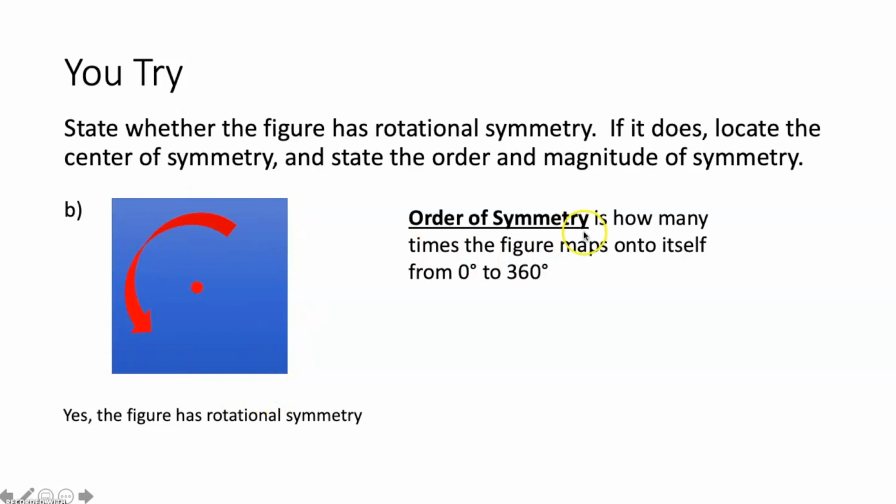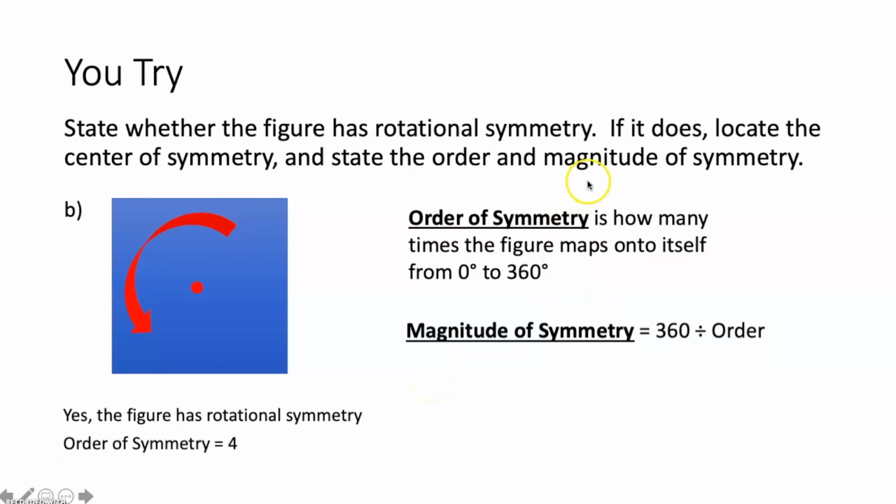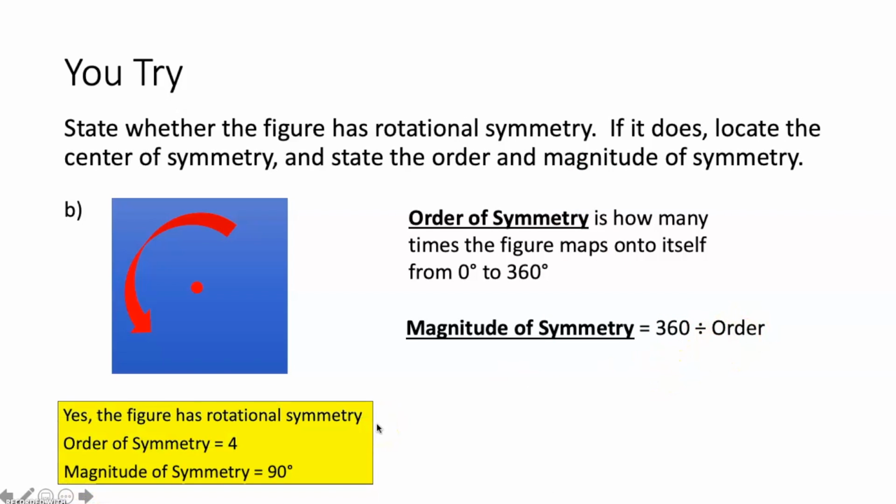So this would have an order of symmetry of 4, meaning that if I were to find the magnitude of symmetry, which is just taking 360 degrees, dividing it by the order, I would get a magnitude of symmetry of 90 degrees, meaning that I could rotate this figure around this point 90 degrees, and it would map onto itself and get the exact same figure.